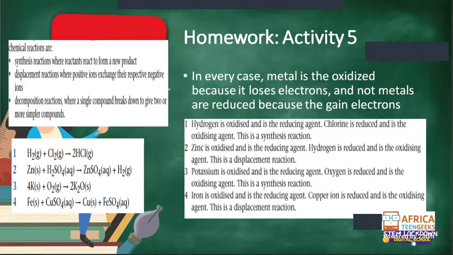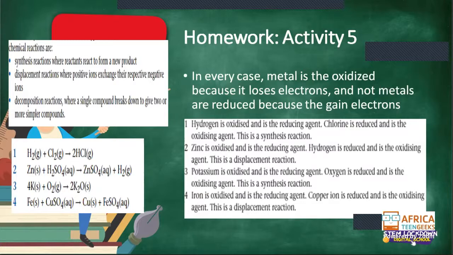Yesterday, we were doing the reduction oxidation reactions, right? And I gave you guys homework, which is activity 5. So for activity 5, here are the questions right here. I just wanted to put everything here to avoid going back and forth in the textbook. So this was our question, and the questions wanted you to, number one, state what the oxidizing and reducing agent is, and to mention whether the reaction is a synthetic reaction or a displacement reaction.